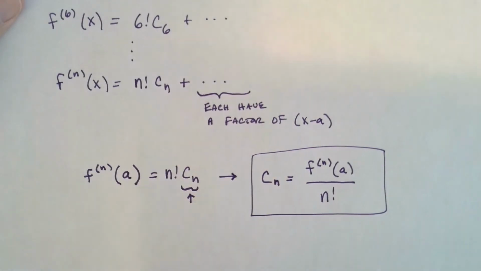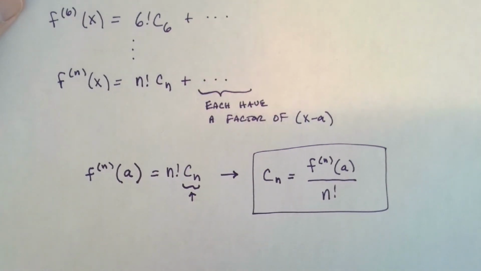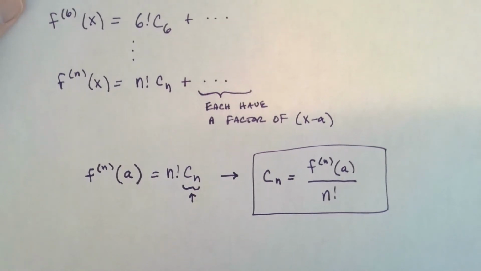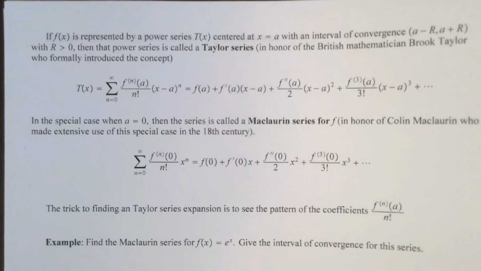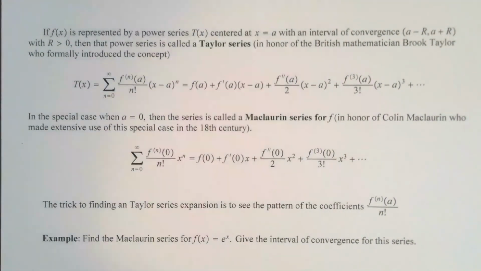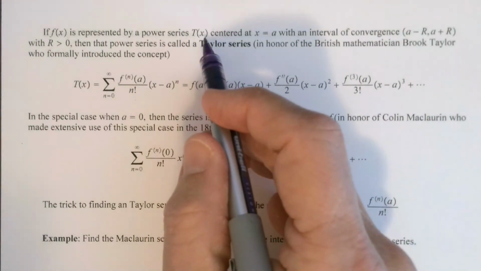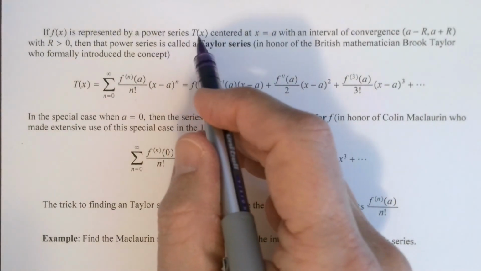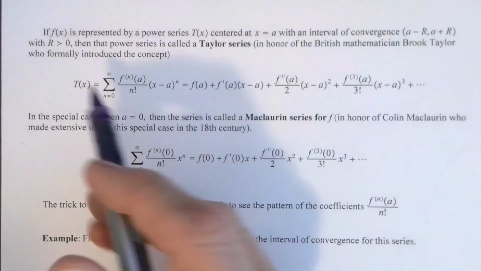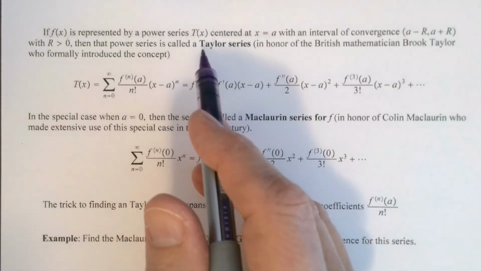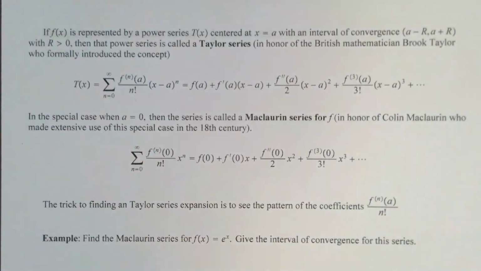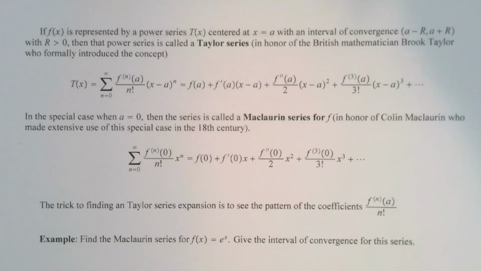Let's give the formal definition and give credit to the individuals who did a lot of work in this area, namely Brook Taylor and Colin Maclaurin. These were the mathematicians who did a lot of work in this area. And so, if a function is represented by a power series, and we're going to call that power series T of x, and you'll see why we call it T of x in just a minute, centered about x equal a with a radius of convergence greater than 0, then the power series T of x is called a Taylor series. So this is in honor of the British mathematician Brook Taylor, who formally introduced the concept.